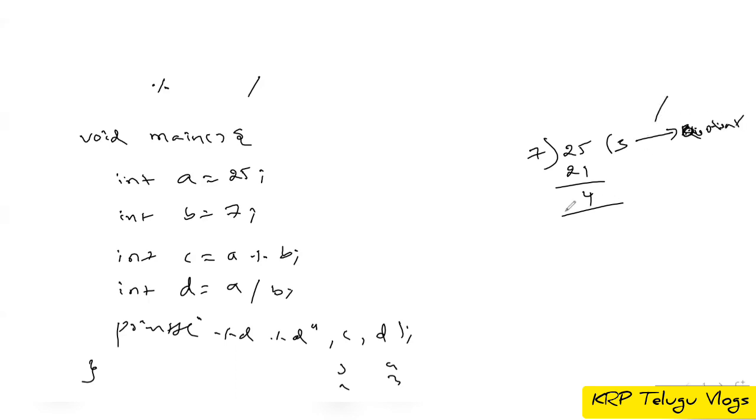Divided by will give quotient. What is remainder? Modulus. So remainder is modulus. Okay, so this is modulus value. Now you tell me, what is C value? C value is 4 because it's a remainder, modulus. D value is 3. It's a quotient. Is that clear?